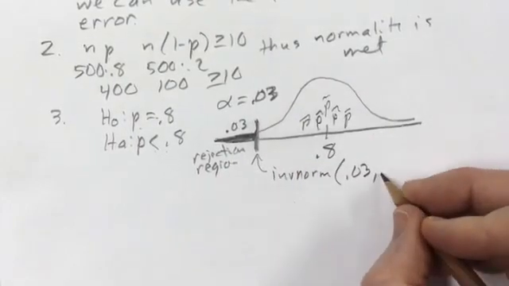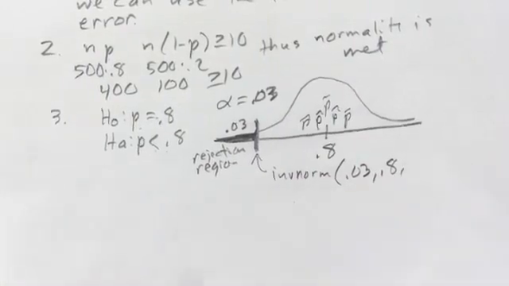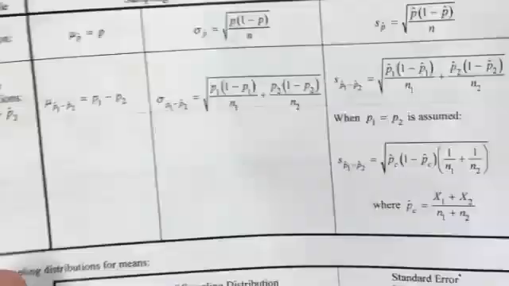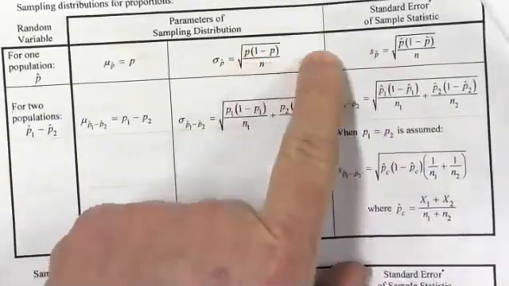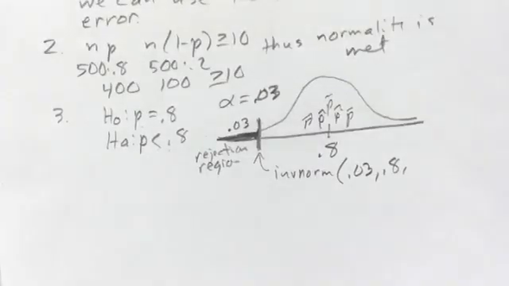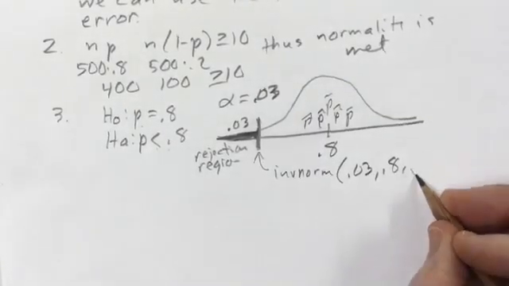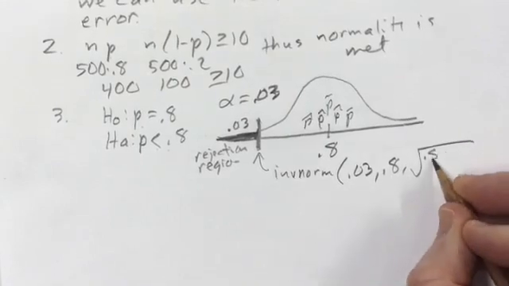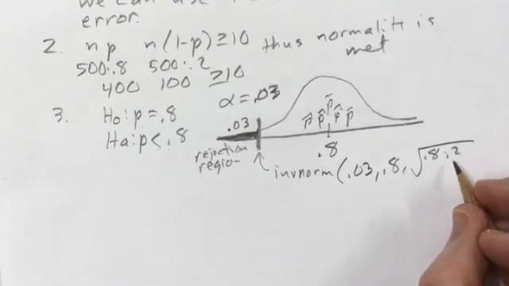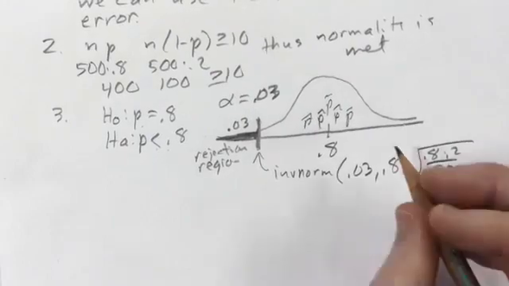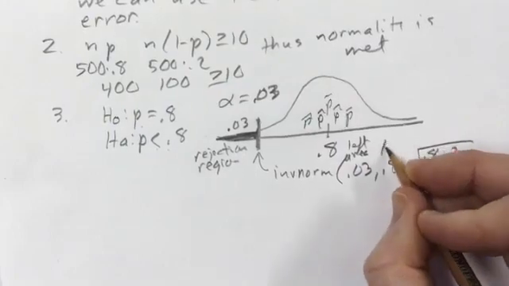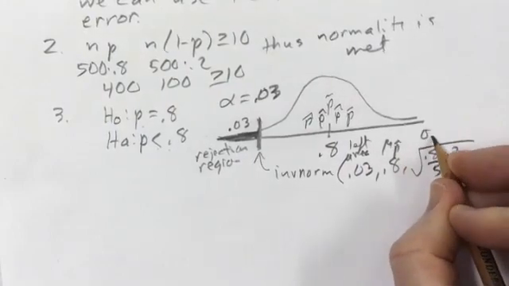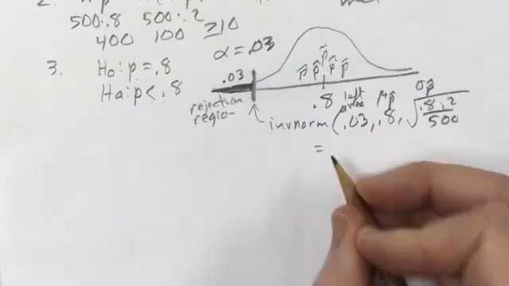Our mean is 0.8. And then, of course, our standard error, or standard deviation, which we've been doing for 3 chapters now, is the square root of p times 1 minus p over n. That would be the square root of 0.8 times 0.2 over our sample size, which is 500. So to show your work, you write left area, the mean of my p hats, the sigma of my p hats. And so let's get that.